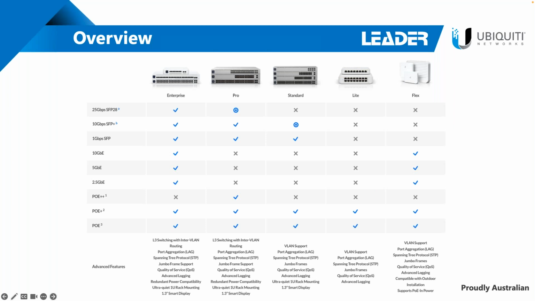Enterprise, to me, I'm hopeful that at the end of this webinar, this will be everyone's new bread and butter. All of the features of the Standard and Pro switches are built into the Enterprise devices, plus the ability to support 2.5 gigabit per second Ethernet, and even up to 25 gigabit per second via the SFP modules.